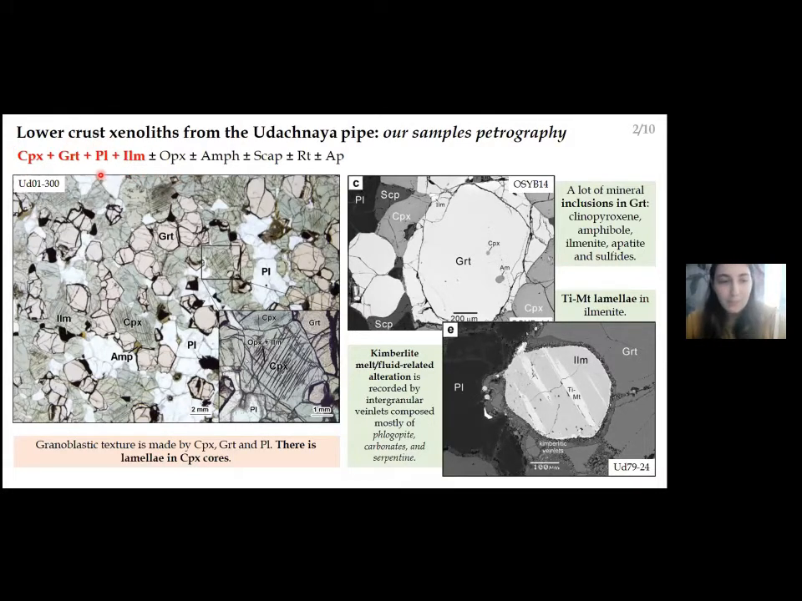Typical features of our samples, besides their beauty, are granoblastic texture, lamellae within clinopyroxene cores, and a significant amount of mineral inclusions in garnet grains, such as clinopyroxene, amphibole, ilmenite, apatite, and sulfide inclusions, and also lamellae of magnetite within ilmenite grains. Kimberlite-related alteration is recorded by intergranular veinlets composed of phlogopite, carbonates, and serpentine.